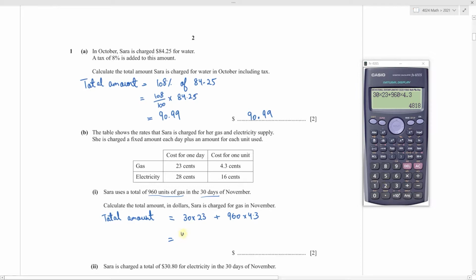So this is 4,818. And remember, this is in cents because your per day cost was in cents and the unit cost was also in cents. So you have to convert it into dollars. You'll divide it by 100. So you will get $48.18.